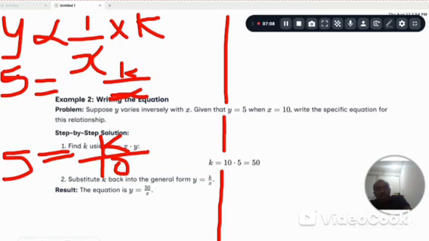Let's look at the third example where we'll be applying all that we have done so far. That is, calculating the constant, describing the relationship by writing an equation, and lastly, solving for the unknown. So let's look at the first question here. This says y varies inversely as x. Let me write it as equals to for now. Y is equals to the inverse of x, 1 over x.